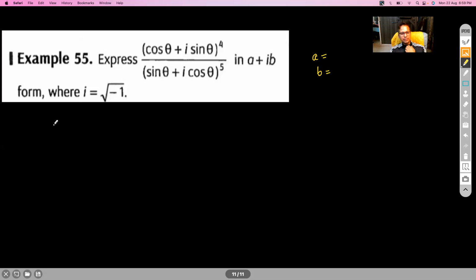Yes, anybody? Just look at the denominator term, because that is what is bothering us. The numerator term is fit and fine. The numerator term is very similar to whatever we have done.